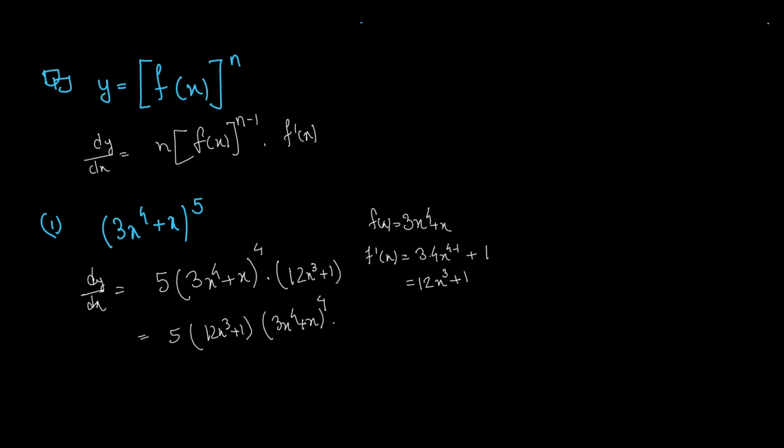Let's look at another math. For question 2, this is our question: y is equal to 4 times this to the power 5. Now here f(x) is basically this one. So this is our f(x).